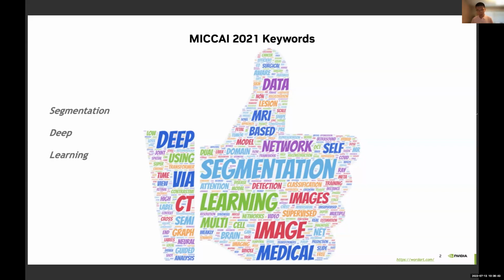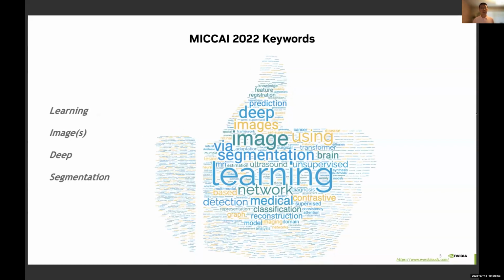So if you just take a keyword of MICAI for 2021, you can see the most popular word is segmentation, deep learning. Again, we do the same for the year 2022. You can also see several of the most popular words are segmentation, deep learning, and image. So as you can see, segmentation is a very, very popular task. I assume a lot of you are familiar with this task.